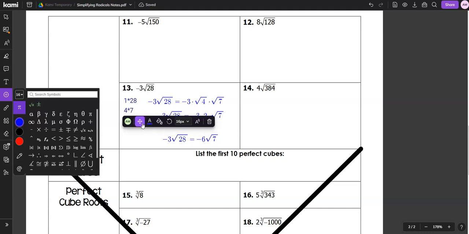Don't forget your negatives. That's the most common error that people make, is they drop their negatives and they drop this leading coefficient. So please make sure you don't do that.